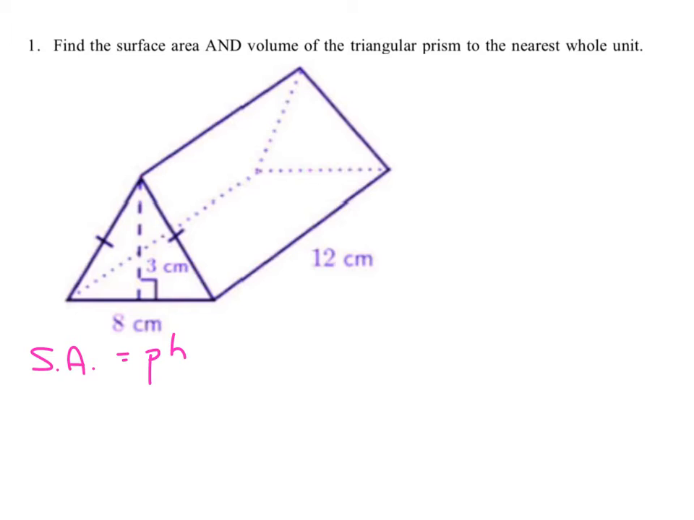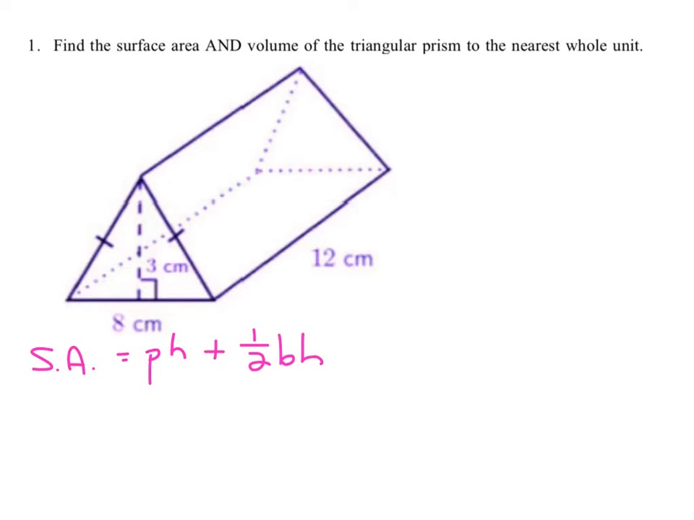So we're going to add to that the area of the base. Now you're going to see it written as B, which is just whatever the base happens to be. You use the formula for that particular base. But we have a particular formula for a triangle, which is 1/2 base times height. Okay? So let's do it.